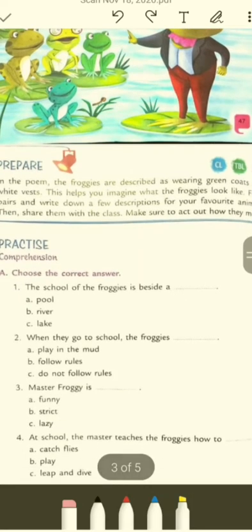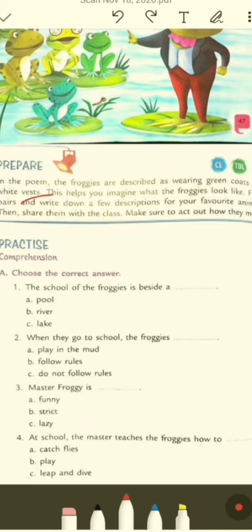So now let's take a look at the kind of question we have. Prepare section. What is this? In the poem, the froggies are described as wearing green coats and white vests. Okay. This helps you imagine what the froggies look like. Okay, so you are asked to form pairs and write down a few descriptions for your favorite animal. Then share them with the class. Make sure to act out how they move.